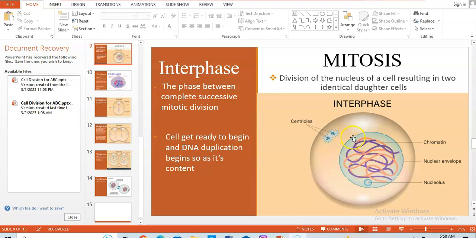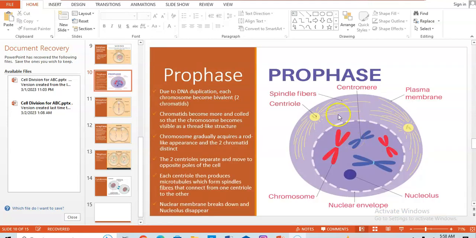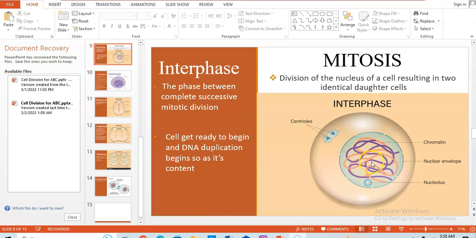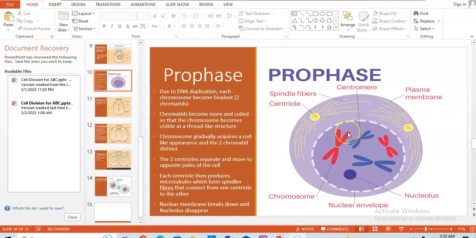So at prophase, what happens? The centrioles separate and begin to migrate to the opposite poles, and as they migrate, they begin to form microtubules, which will later form the spindle fibers. Then the chromosomes become rod-like. They become more and more coiled, and then they turn rod-like in appearance.